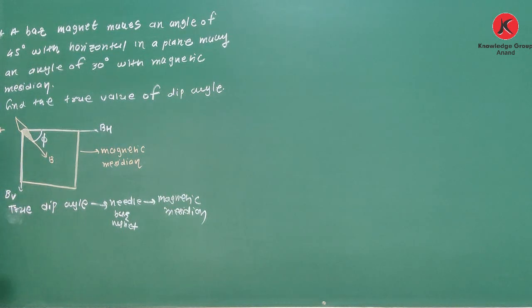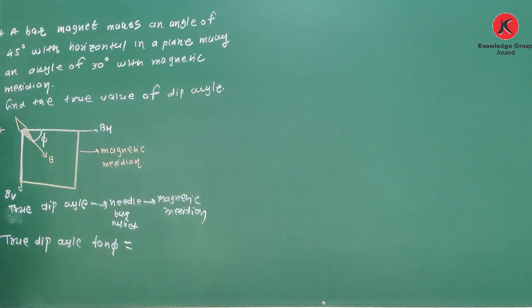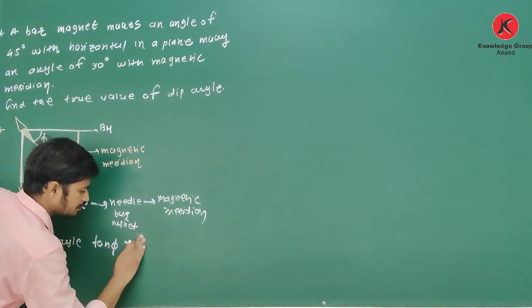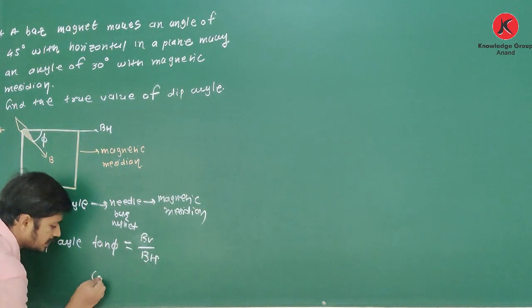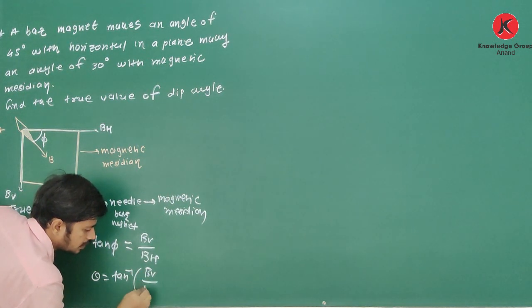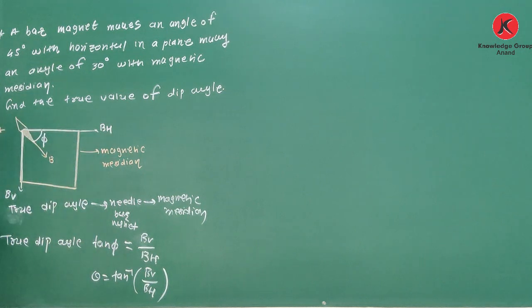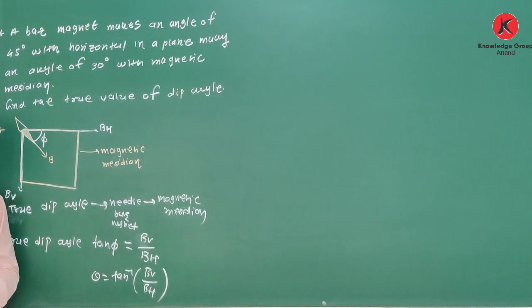And what is the value of true dip angle? See, for the true dip angle, tan phi is equal to BV upon BH. True dip angle phi is equal to tan inverse of BV upon BH. Clear about this? It is the true dip angle: tan phi is equal to BV upon BH. Clear about this?